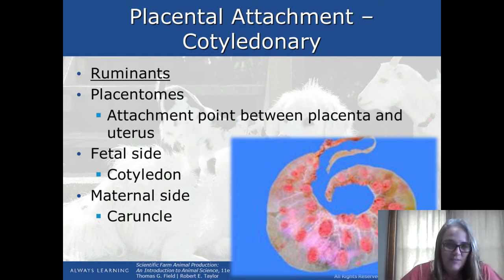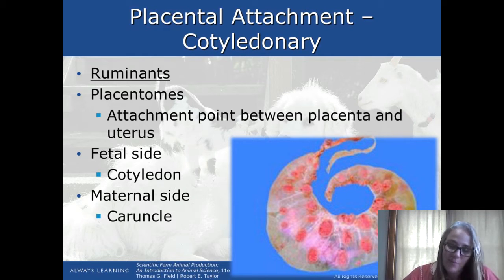For placental attachment, ruminants have a cotyledonary placenta. I should have practiced that word more before we did this lecture. Instead of having a large area of contact between the maternal and fetal vascular systems, these animals have between 75 and 125 structures called placentomes where the exchange of nutrients and waste take place.